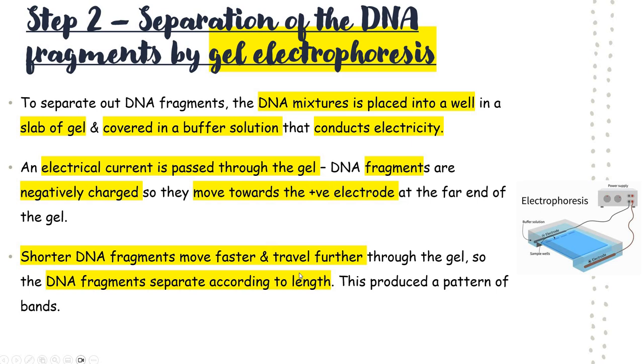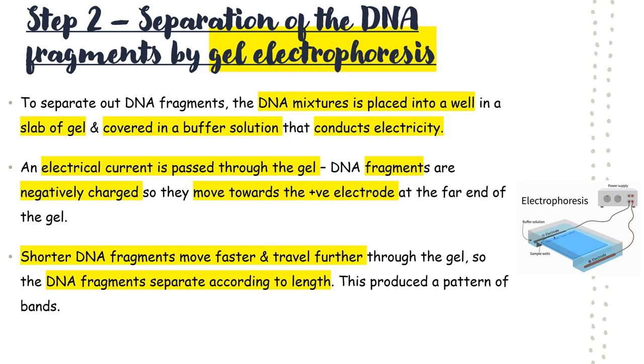Step 2 is separation of the DNA fragments by gel electrophoresis. To separate out DNA fragments, the DNA mixture is placed into a well in a slab of gel, and it's covered in a buffer solution that conducts electricity.